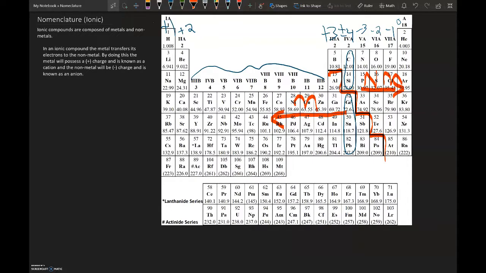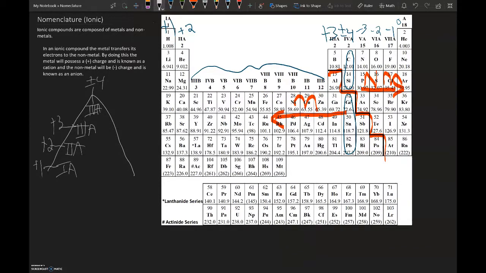Now I drew what is called a mountain, and I want to show you this because sometimes it's easy to remember this mountain and it helps you to understand the charges. This is going left to right across the periodic table. The first group that you come to is 1A, it's +1. 2A is +2. 3A is +3. 4A is ±4. You're at the top of the mountain. You can either go up or you can go down.